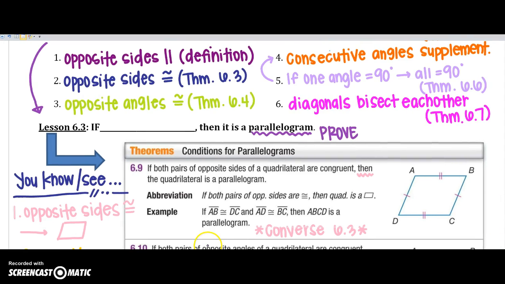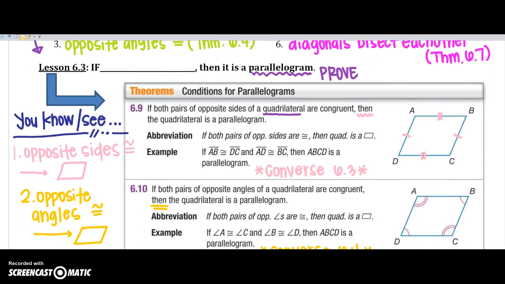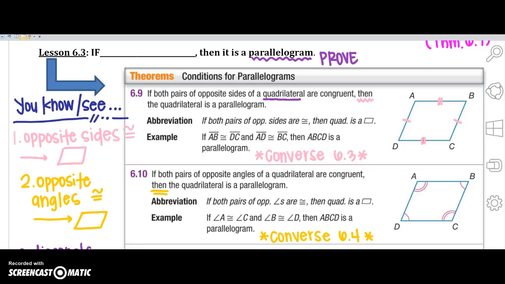The first one says, if both pairs of opposite sides of a quadrilateral are congruent, then I have a parallelogram. So if you see quadrilateral ABCD and you see you have two sets of congruent sides, you know that it's a parallelogram. So that's the converse of 6.3. The next one we could use is if both pairs of opposite angles are congruent. So if I have opposite angles that are congruent in a quadrilateral, then I can say that it's a parallelogram. Remember our parallelogram symbol that we can use rather than writing that long word.